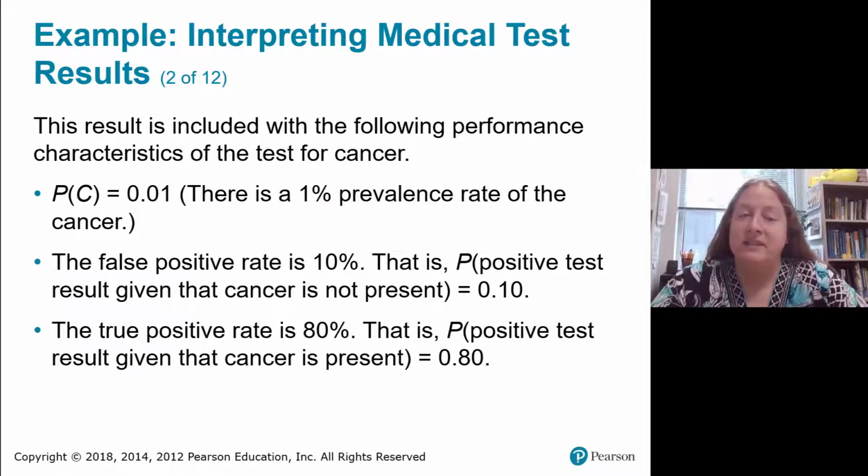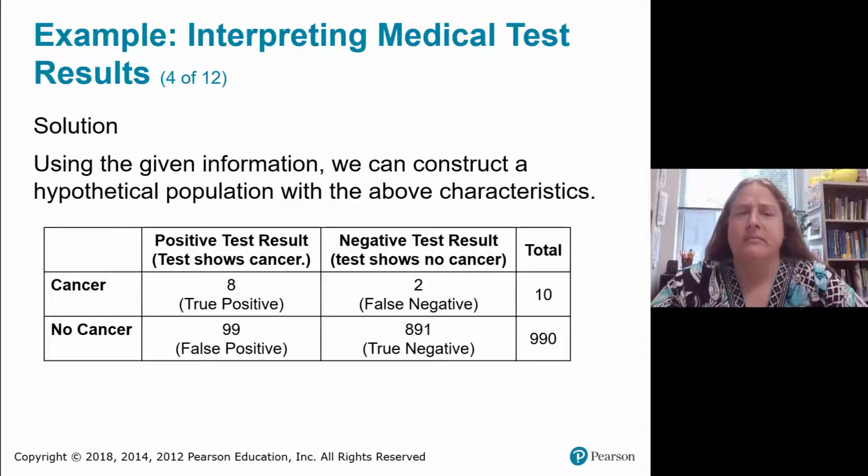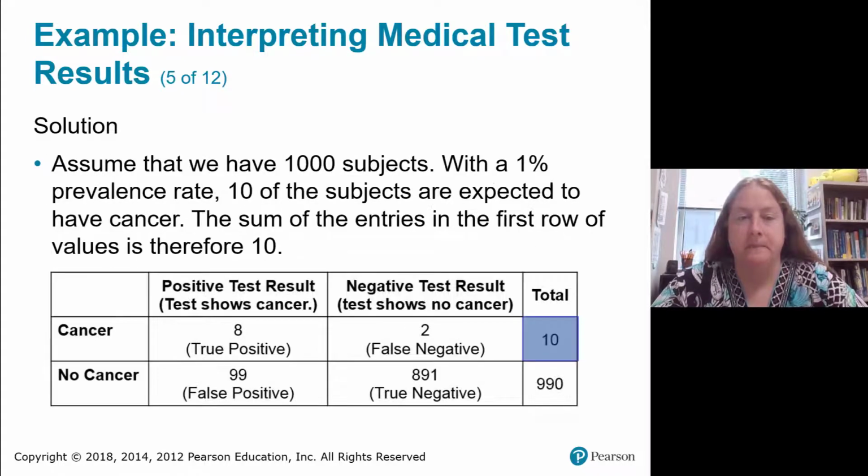So now that we have this test introduced to us, we want to find the probability that a member of our population has cancer given that they have a positive test result. All right. So we can make up this hypothetical breakdown of our population given the information that we have. So let's walk through how we get all of these numbers in here.